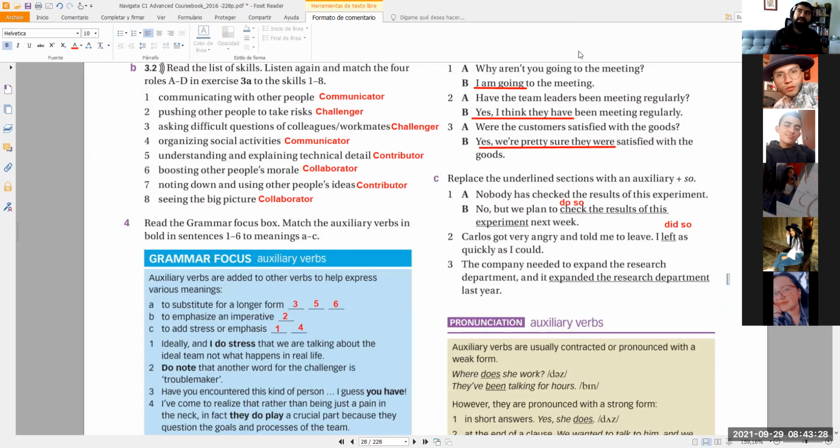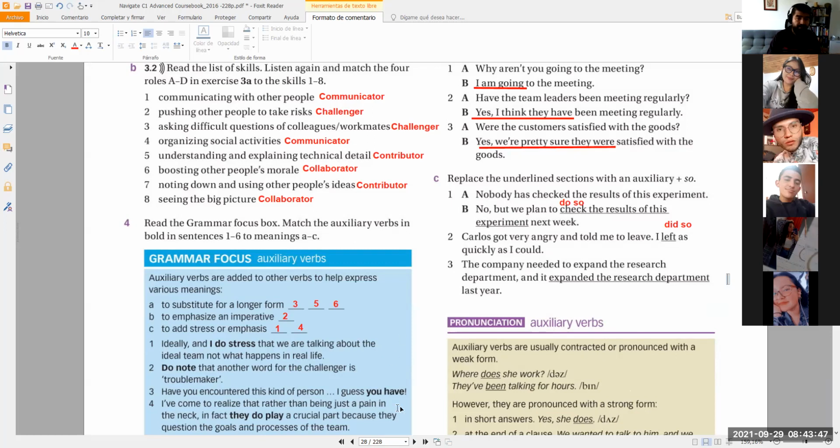I'm trying to think about the equivalent in Spanish of this kind of structure, so we can understand that a little bit better. Let's do exercise 3. Who's going to do that one, guys? Number 3. Me, teacher. Please, Ana Maria. Okay, the company needed to expand the research department, and it did so last year.